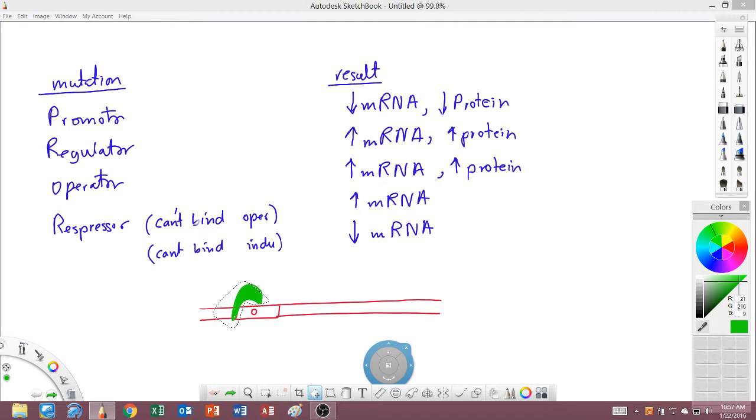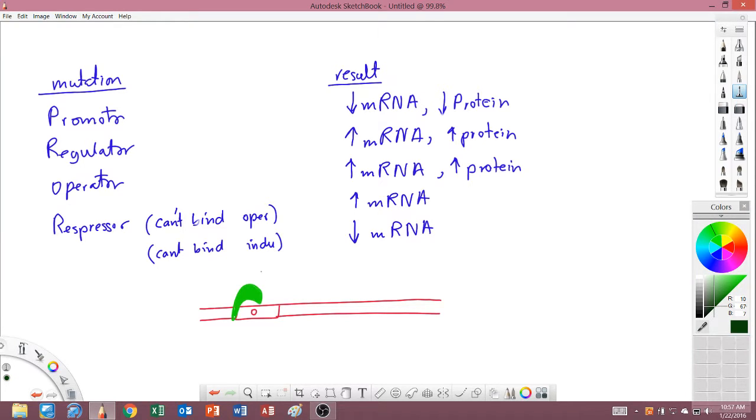The other option is the repressor cannot bind inducer. It could bind the operator, no problem, but it cannot bind inducer. And inducer is supposed to inactivate repressor. So if inducer cannot bind to it, that means there will be no transcription because operator is occupied and transcription is blocked. So repressor has two binding sites. One is inducer binding site and one is operator binding site. So it depends which sequence is changed. Good? Okay.